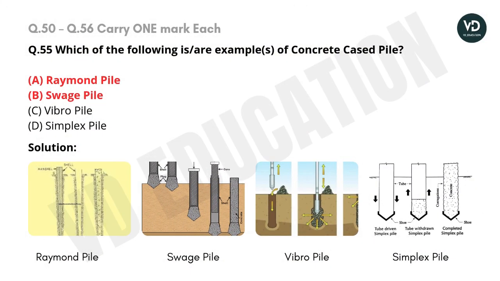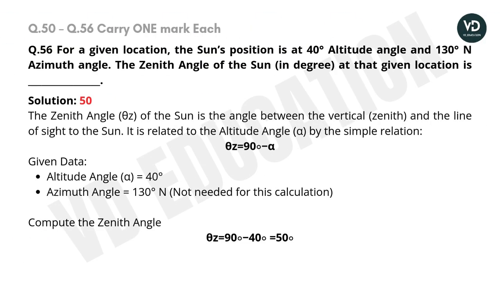Question number 55. Which of the following is an example of a concrete cast pile? Options they have provided: Raymond pile, swage pile, vibro pile, simplex pile. The correct options are A and B. This question is an MSQ type question, so we need to select one or more options for the correct answer.